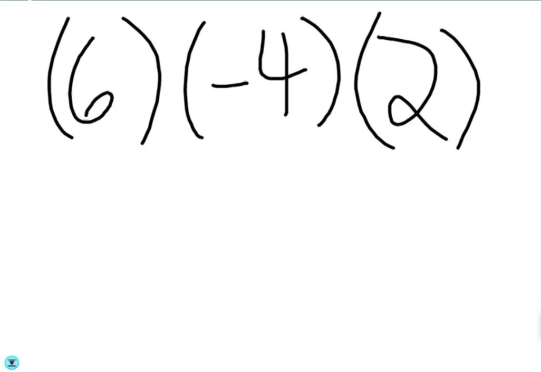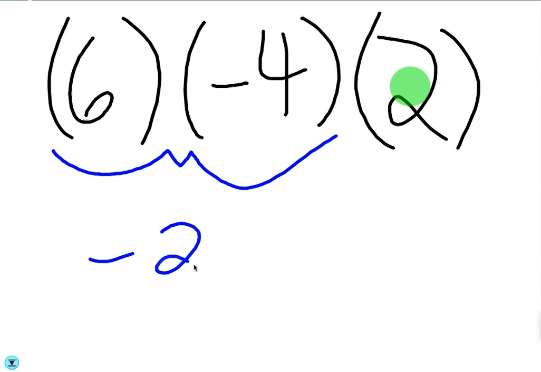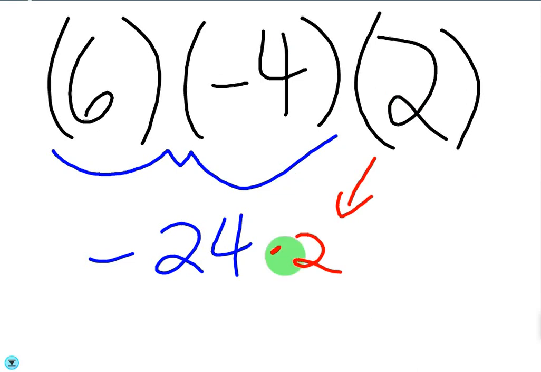Okay, so let's look at this example. We have 6 times negative 4 times 2. Okay, so if we work this out together, again, like I said before, a lot of times just go from left to right. You don't have to do it that way, but that's the way I usually do it. 6 times negative 4 is negative 24. And then we're just going to drop the 2 down. Negative 24 times 2 is going to give you negative 48.